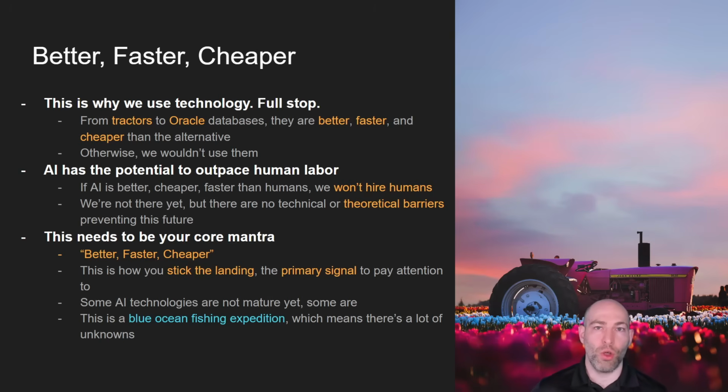The question is, what kinds of human labor can we replace? In the past, it was manual labor. Now we're replacing intellectual labor, which is the biggest difference between previous industrial revolutions and the fourth industrial revolution. And so the primary signal that you need to pay attention to is better, faster, cheaper. Those are the three paradigms or components of efficiency.